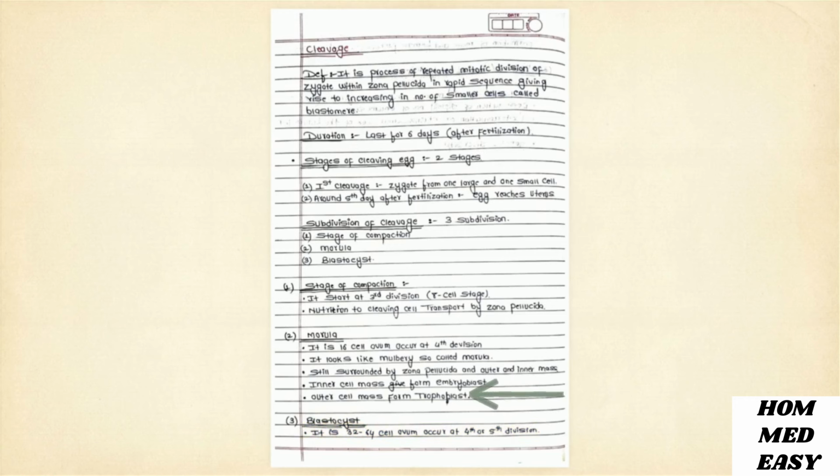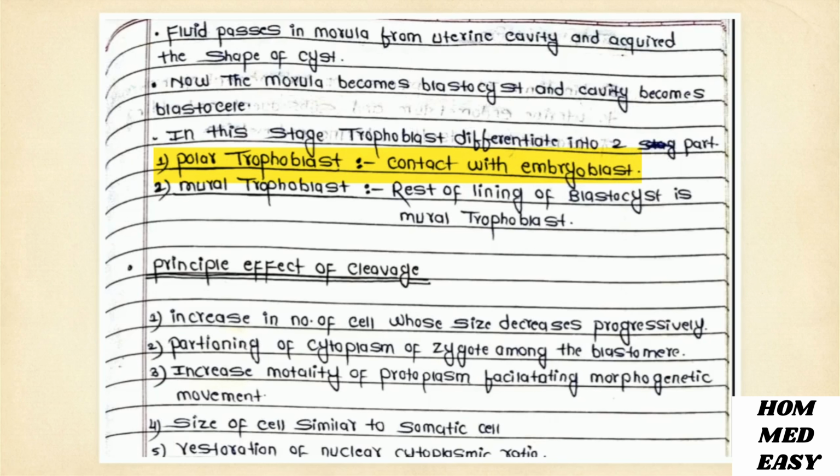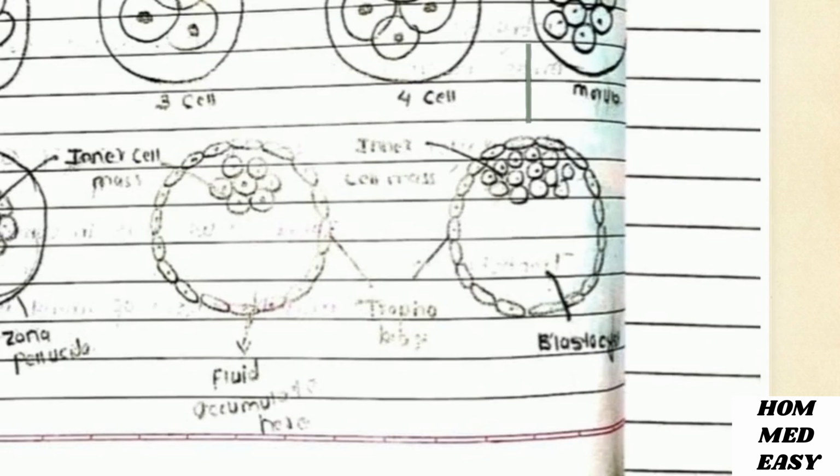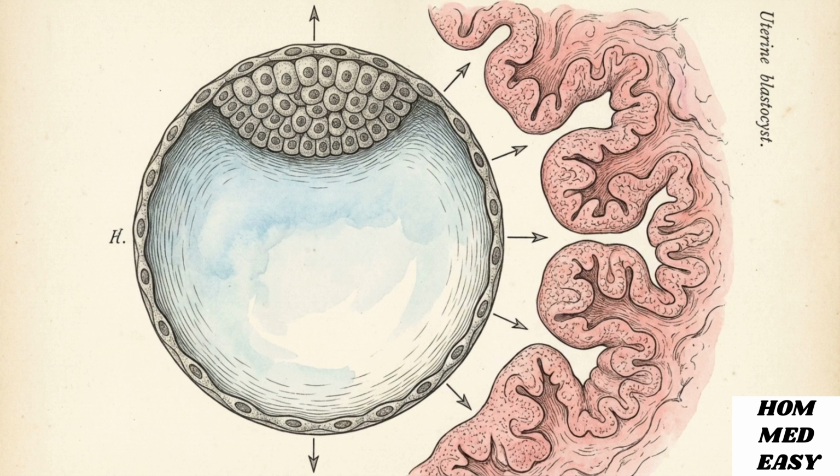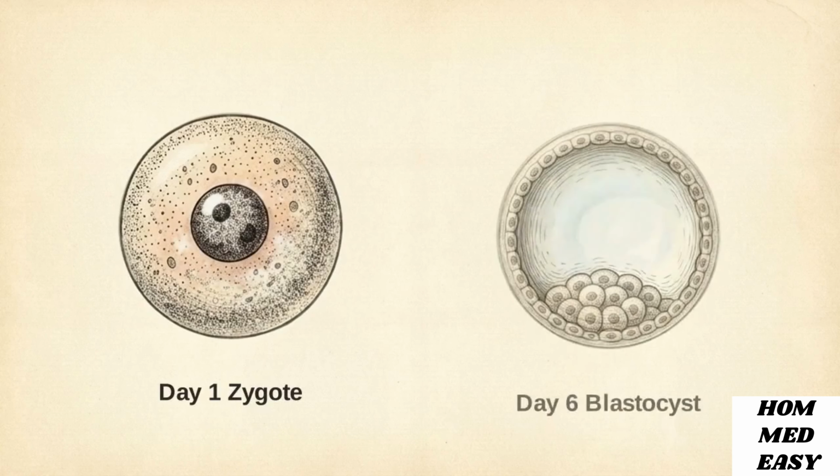Within the blastocyst, the outer trophoblast layer differentiates into 2 subtypes based on its proximity to the embryoblast. The section of trophoblast cells in direct contact with the inner cell mass is the polar trophoblast. The remaining cells that line the empty blastocele cavity are the mural trophoblast. We can see the distinction here. The polar cells touch the inner mass, while the mural cells form the rest of the outer lining. This influx of fluid serves as the final mechanical trigger, hollowing out the structure to define the points of contact required for uterine implantation.